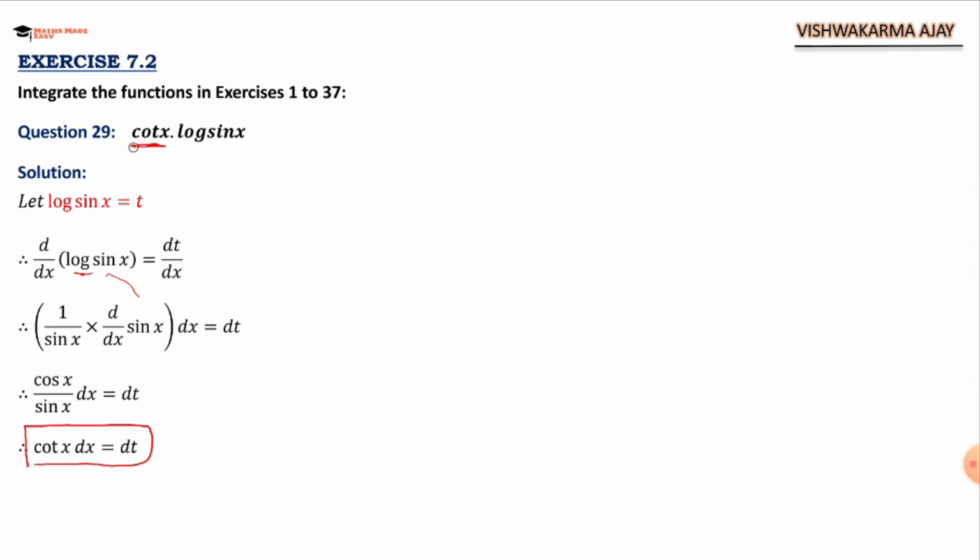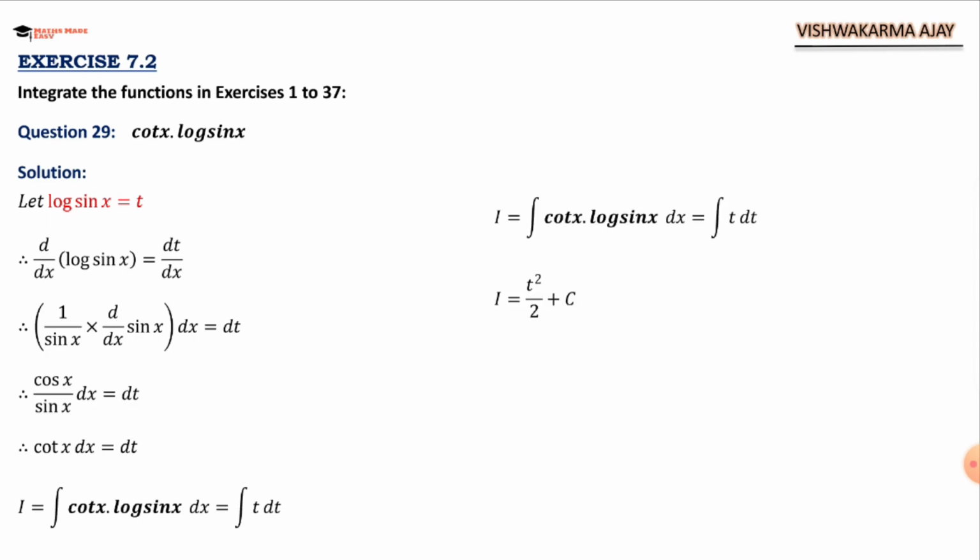That means this cot x and dx over here form dt, and this log of sine x is already t as per our substitution. So we have the integral of t dt, and the integral of t is t square upon 2. So t square upon 2 plus c. I will be resubstituting the value of t, that is log of sine x. So the final result is log sine x to the power 2 upon 2 plus c. Let's move to the next one.